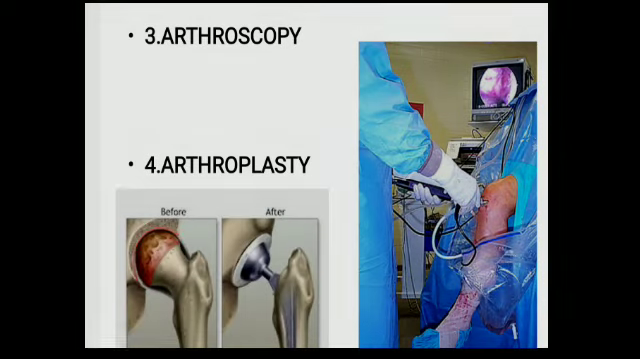Other clinical terms related to the joint are arthroscopy and arthroplasty. Arthroscopy means visualizing the interior of joints with the use of an arthroscope. Arthroplasty is the joint replacement surgery.